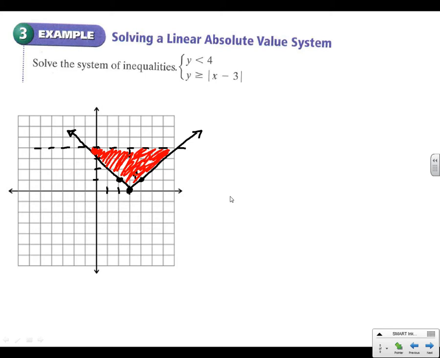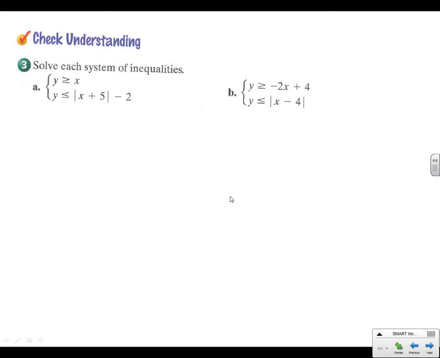All right, and I believe that's it for this section. Just 3 example problems. Yes, there it is. So there's understanding check number 3. Knock those 2 problems out, and we'll go over everything in class.